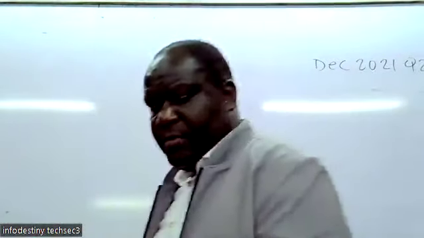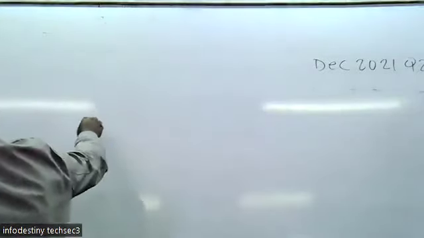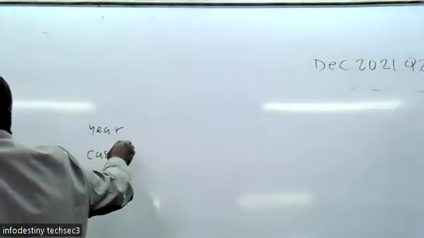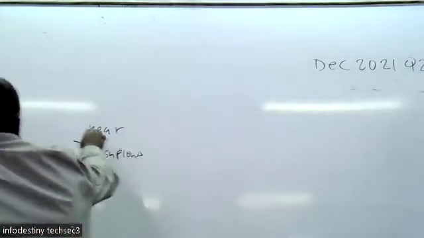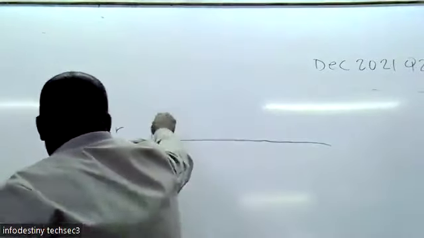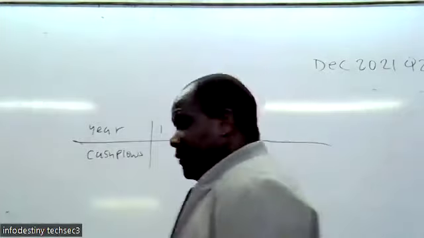So we shall be having the year, then also cash flows like that. So year 1, the cash flows are 60,000.